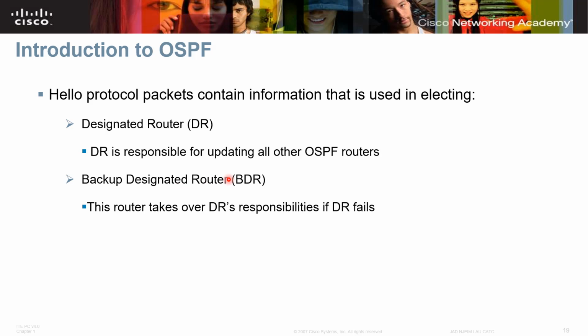The backup designated router will take over the responsibility of the designated router if it fails or if it becomes down. So it's just a backup. If the designated router fails or becomes down, it will replace it and take over the responsibility of the designated router.